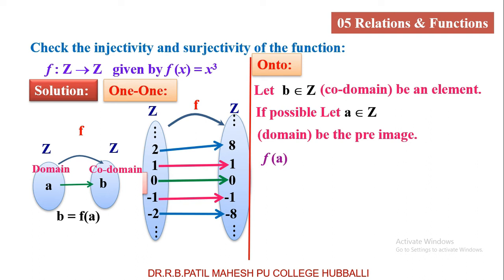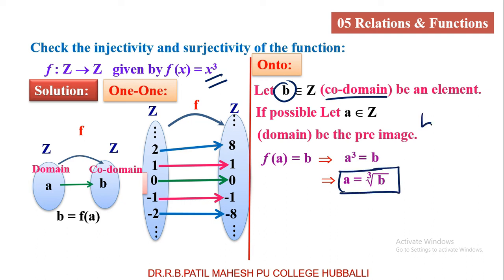f of A equal to B, as we have in the diagram. f of A equal to B implies, according to f of x equal to x cube, what will it be? A cube is equal to B, and A is equal to the cube root of B. Now the question: B is there in the codomain. For B, we are guessing A is an element. For B, there is A. You can check. For B, if there is an A, then it is onto. If there is no A, then it is not onto. So that is what we are checking here.